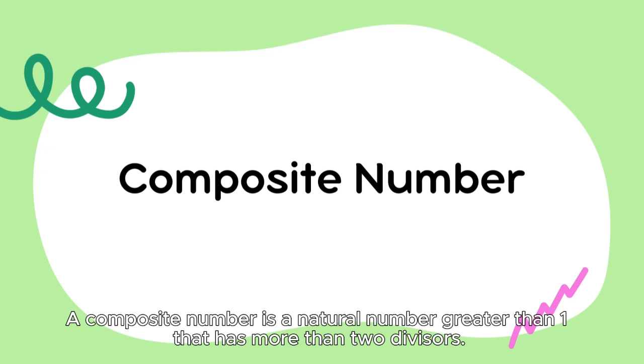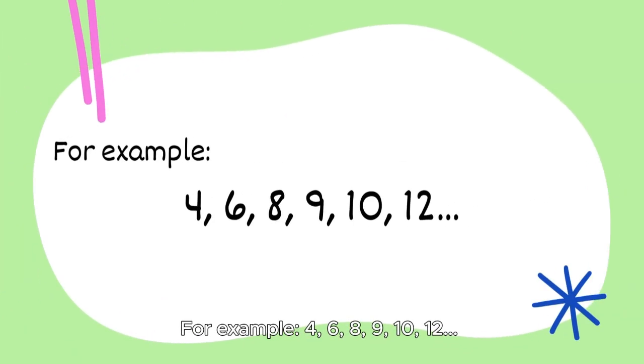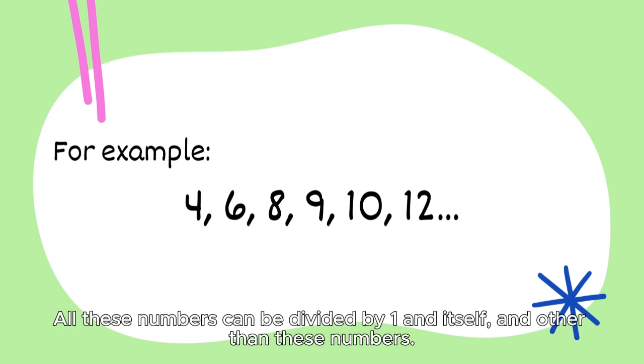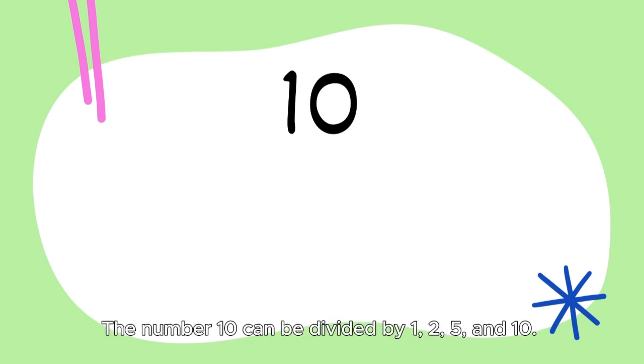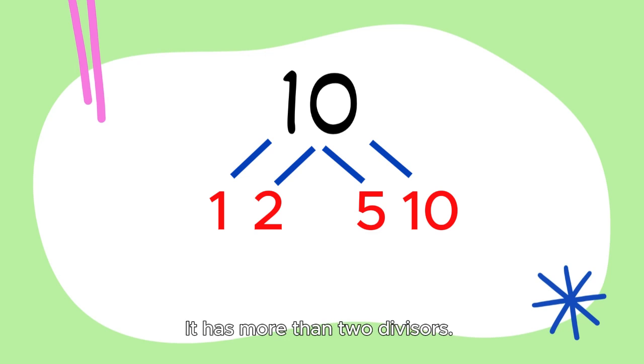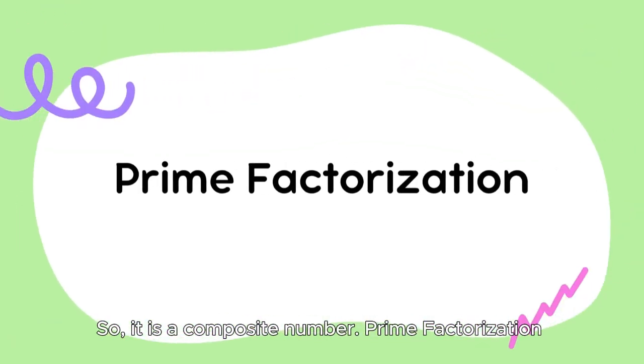Composite numbers. A composite number is a natural number greater than one that has more than 2 divisors. This means apart from getting divided by 1 and itself, it can also be divided by at least one other number. For example, 4, 6, 8, 9, 10, 12. Let's check, for example, 10. The number 10 can be divided by 1, 2, 5, and 10. It has more than 2 divisors, so it is a composite number.